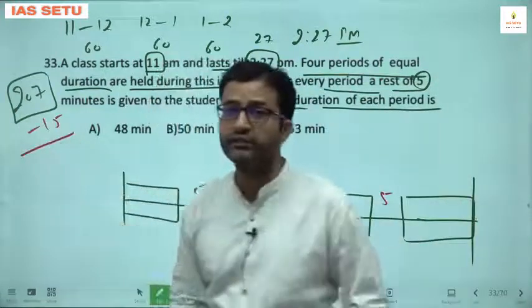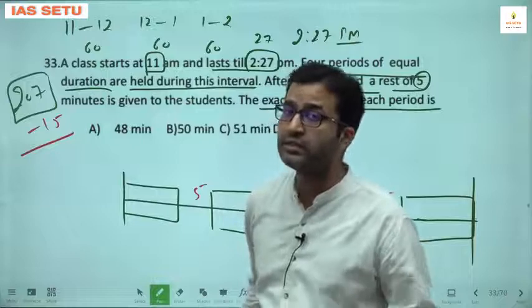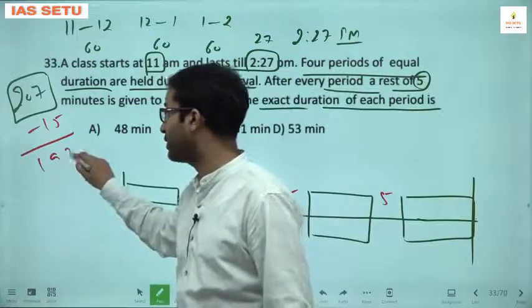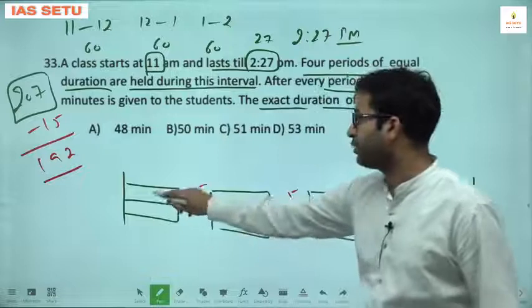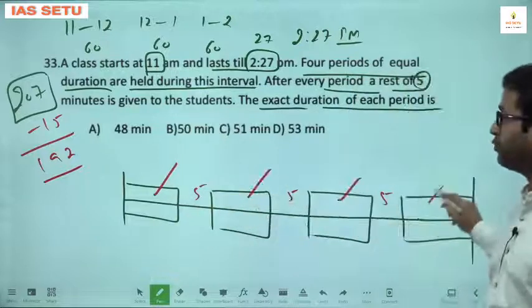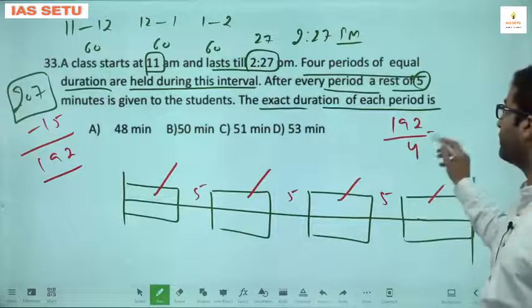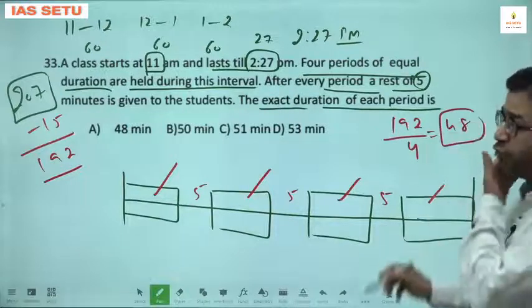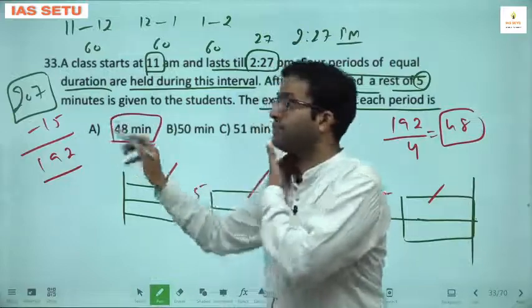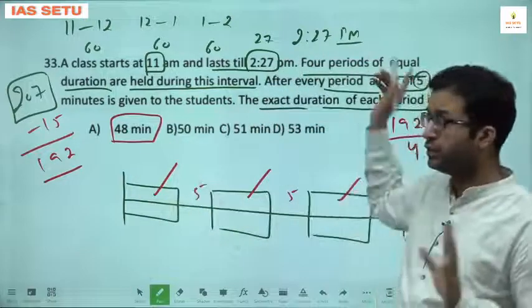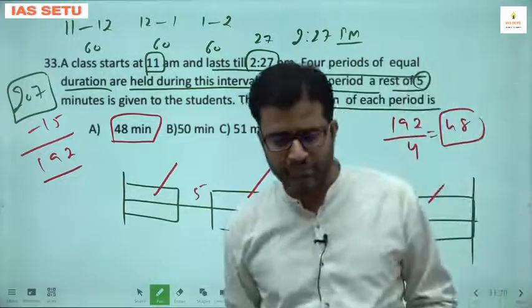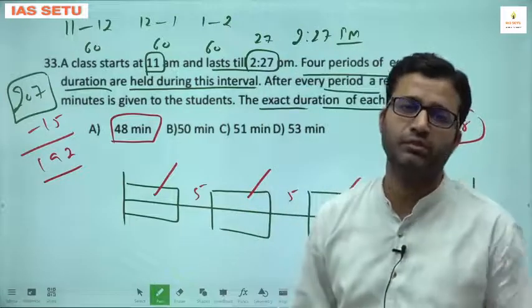So effectively, for how many minutes is the study going on? 192 minutes. In this 192 minutes, how many periods? 1, 2, 3, 4. So if we divide 192 by 4, effectively each period is of 48 minutes. So answer A. Step 1, you find the total time. And a very simple method: 60, 60, 60, 27 minutes, 207 minutes.